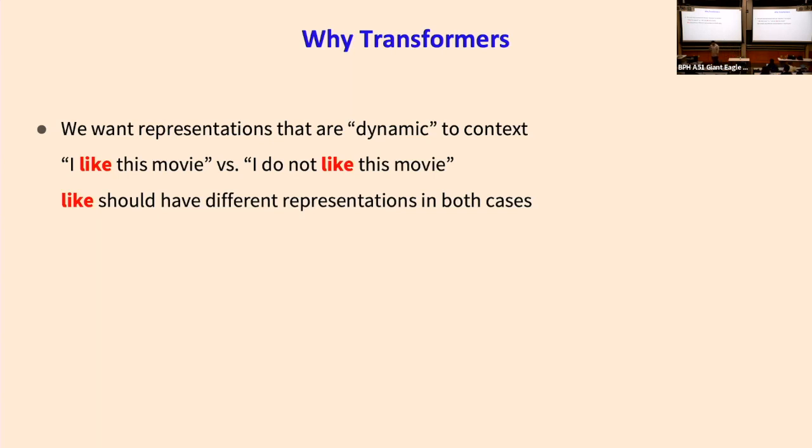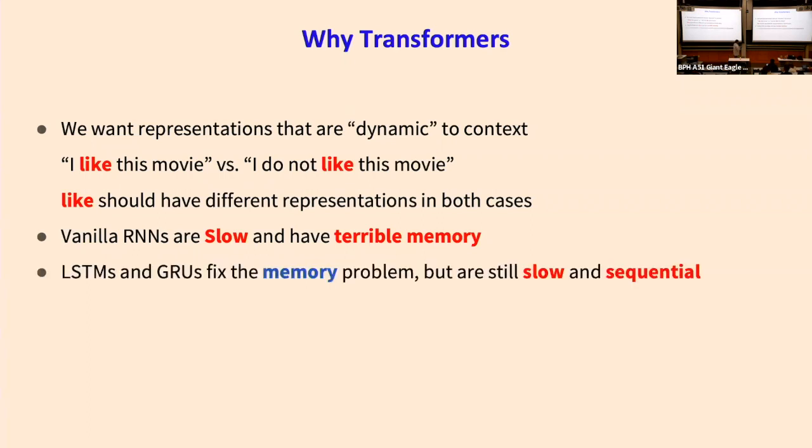So things like RNNs are able to do this because we process things in some order and we're able to contextualize the representations which come out of these RNNs. But as we said, they are very slow, and RNNs by themselves have very terrible memory, right? We fix this memory problem kind of by using things like LSTMs and GRUs. We make it kind of less terrible, but they are still slow and they are still sequential. We can't do them in parallel, right?